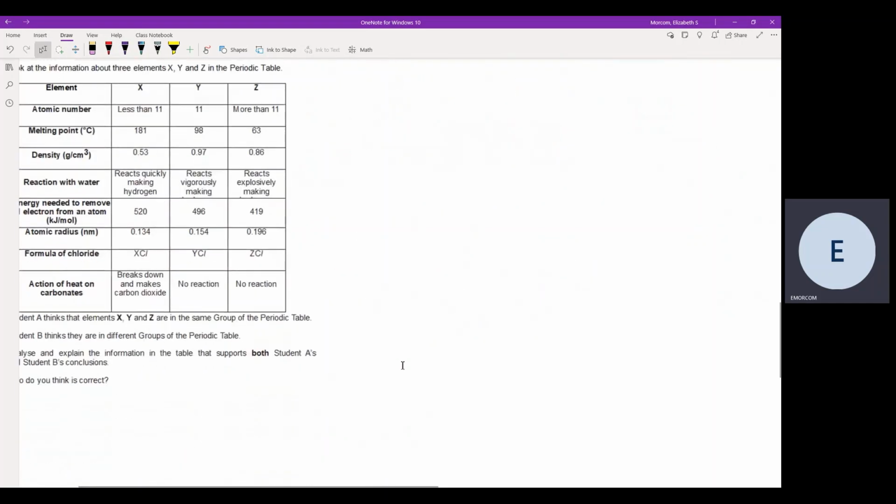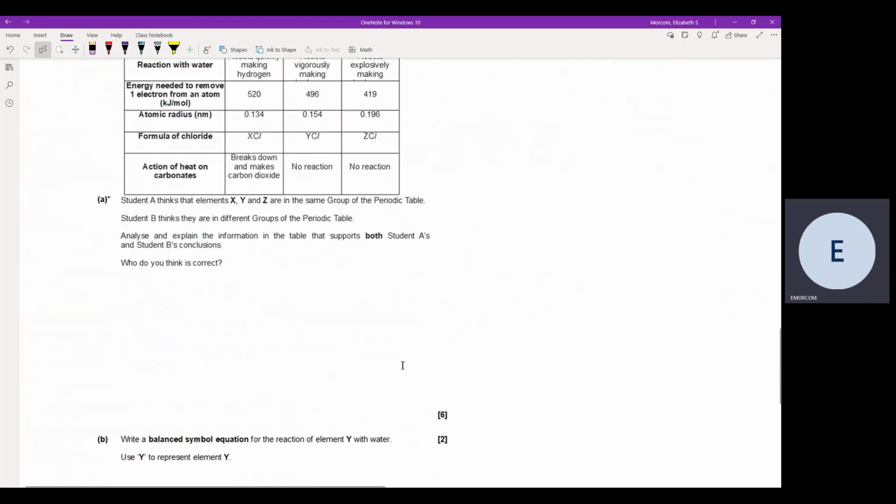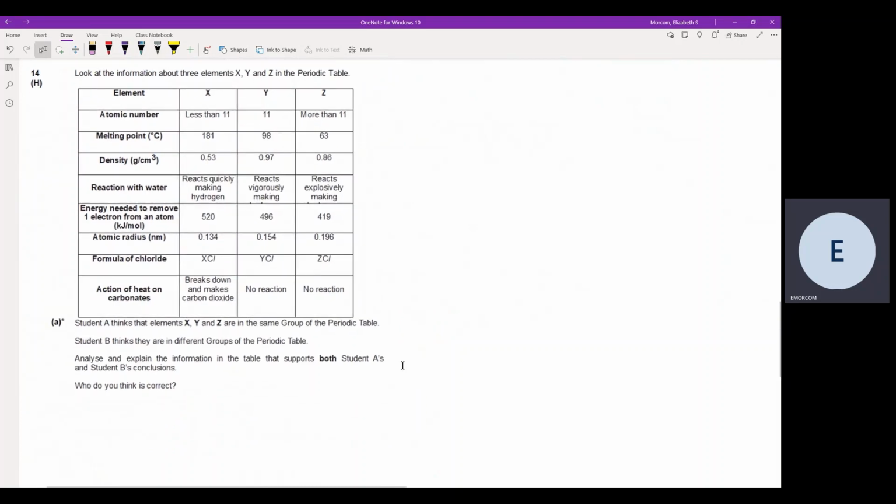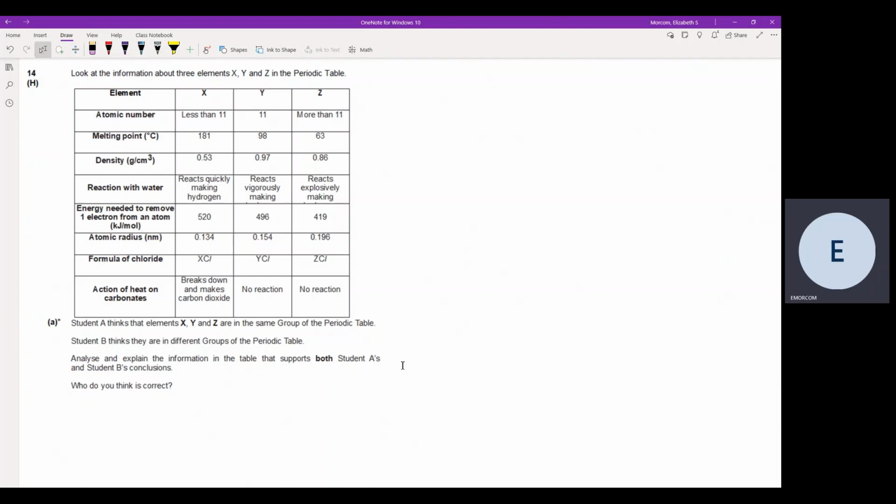Finally, then, another 6-mark question with a little one tacked on the end. Look at the information about 3 elements X, Y, and Z in the periodic table. So we've got the atomic number for each of the elements, their melting points, densities, reaction with water, which I'm just going to add here. There is a word missing, and that in both cases should say hydrogen. The energy needed to remove 1 electron from an atom, the atomic radius, the formula of the chloride, and the action of heat on carbonates of these elements.